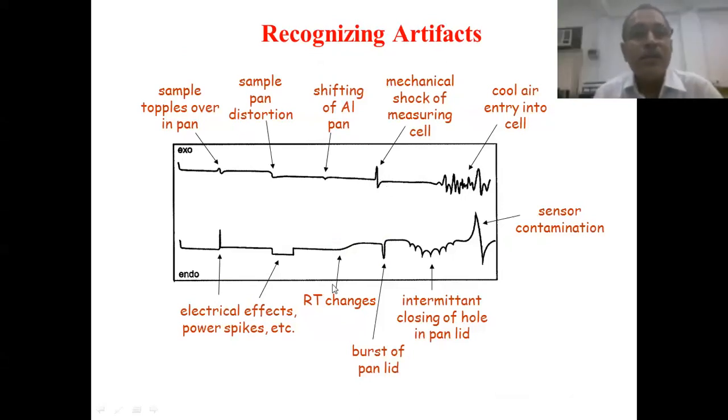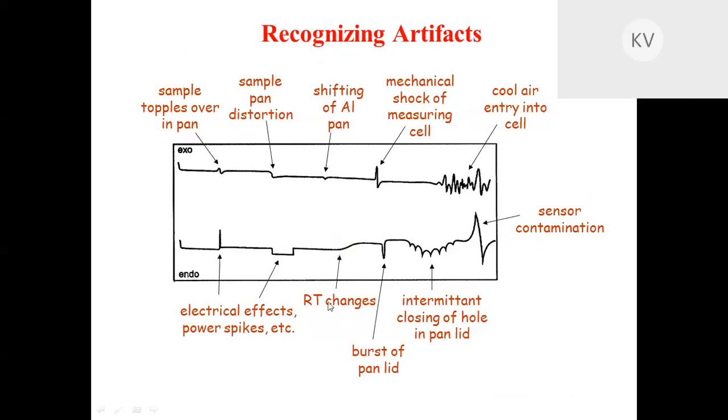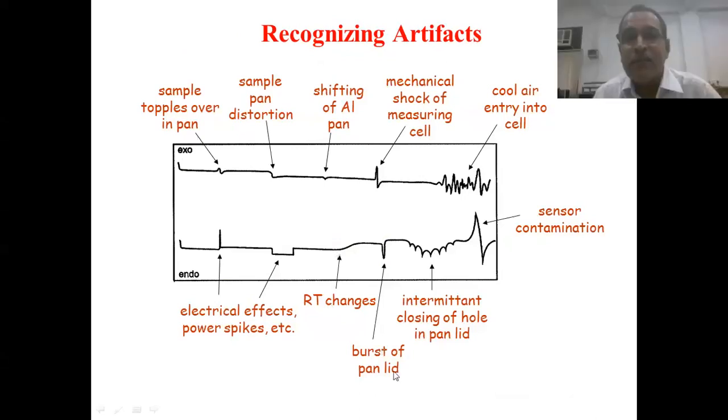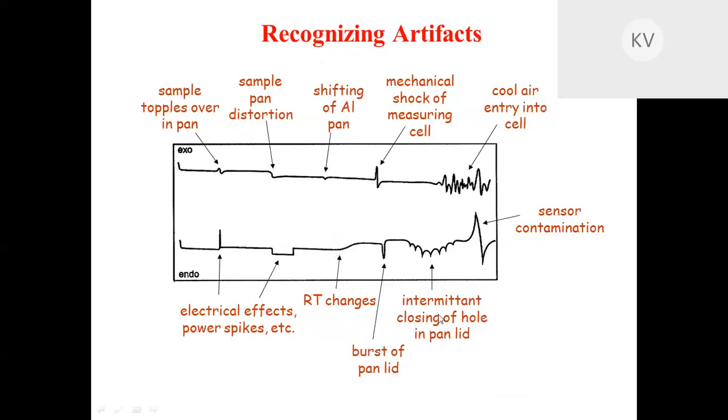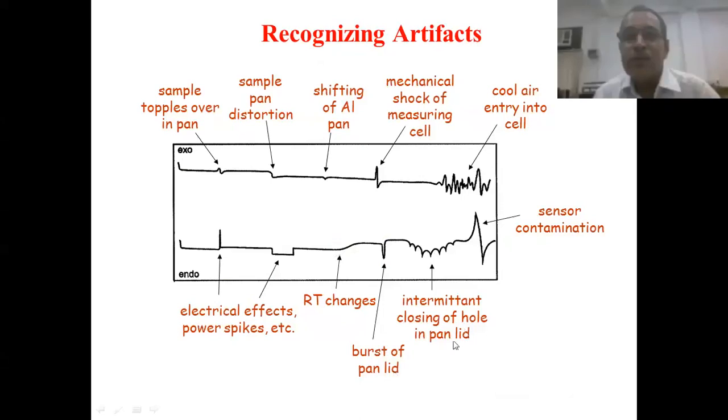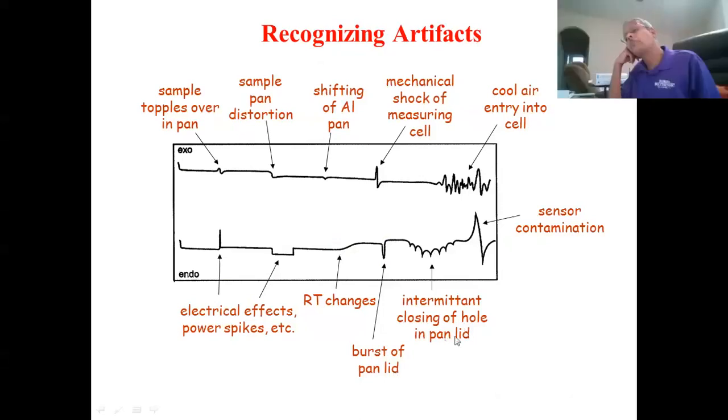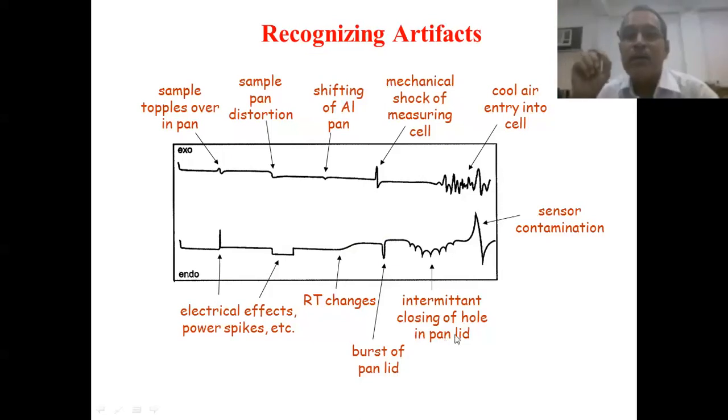This shows the sample toppling, this is a room temperature change, this is a fault of the pan lid, this is intermittent closing of the holes in the pan lid, and all these things. So there are different kinds of artifacts, and you must recognize them. Sometimes people explain them as different kinds of transitions.